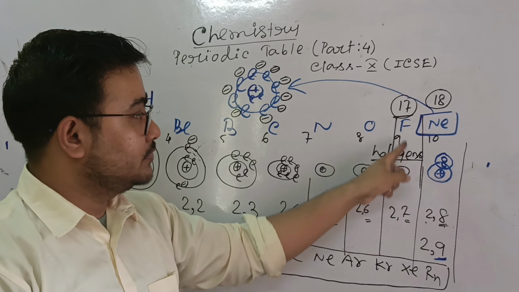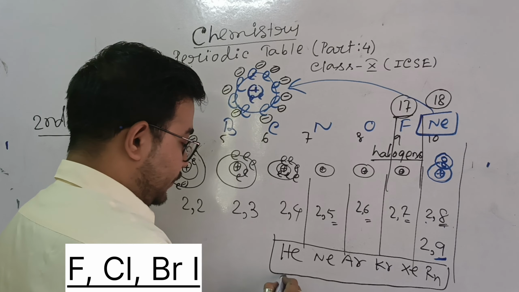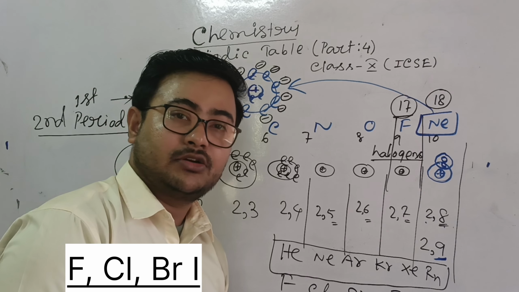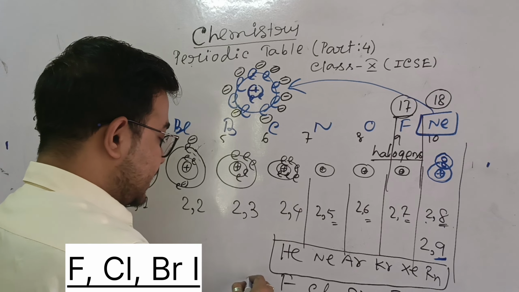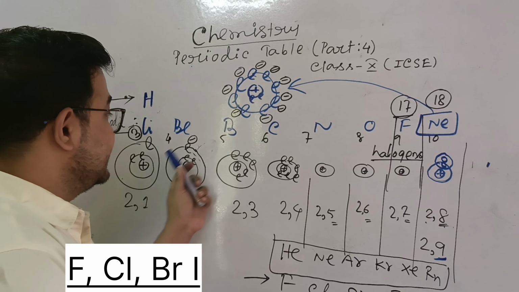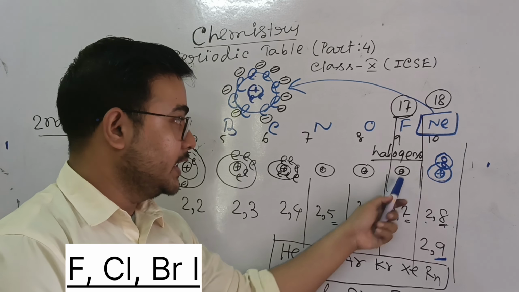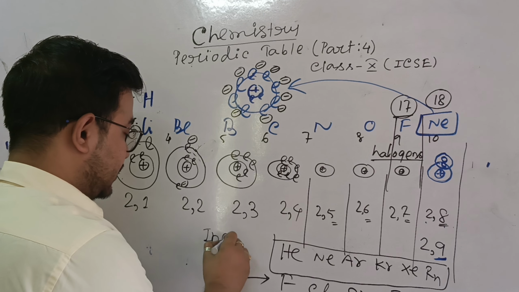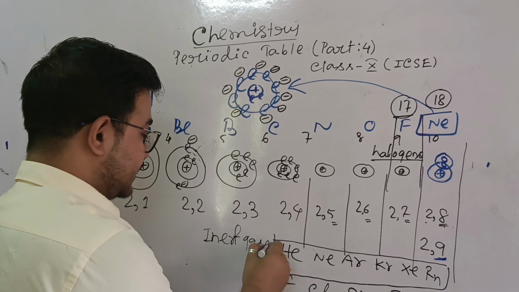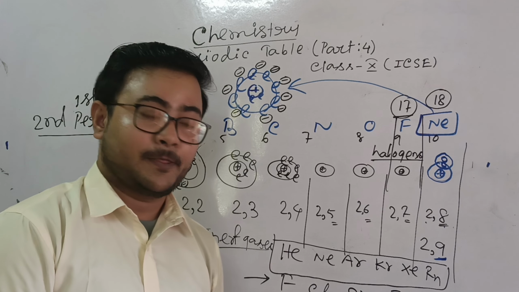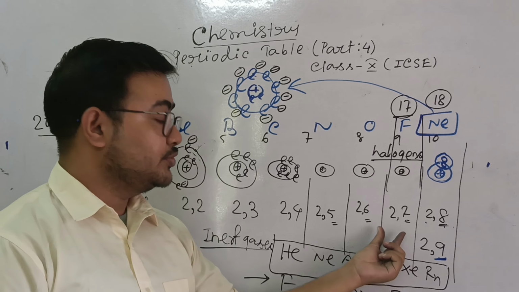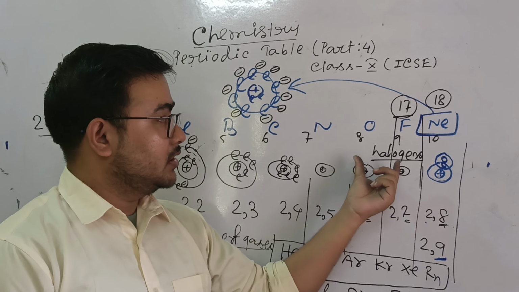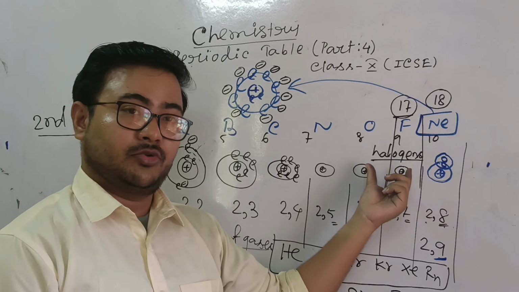Now what are halogens? Fluorine, chlorine, bromine, iodine. Don't consider astatine, because astatine is radioactive. So these are called halogens. So actually radius decreases up to halogens. In case of noble gases or inert gases, radius actually increases. Now, do you know why they are called halogens? If you know the answer, write down your answer in the comment box.